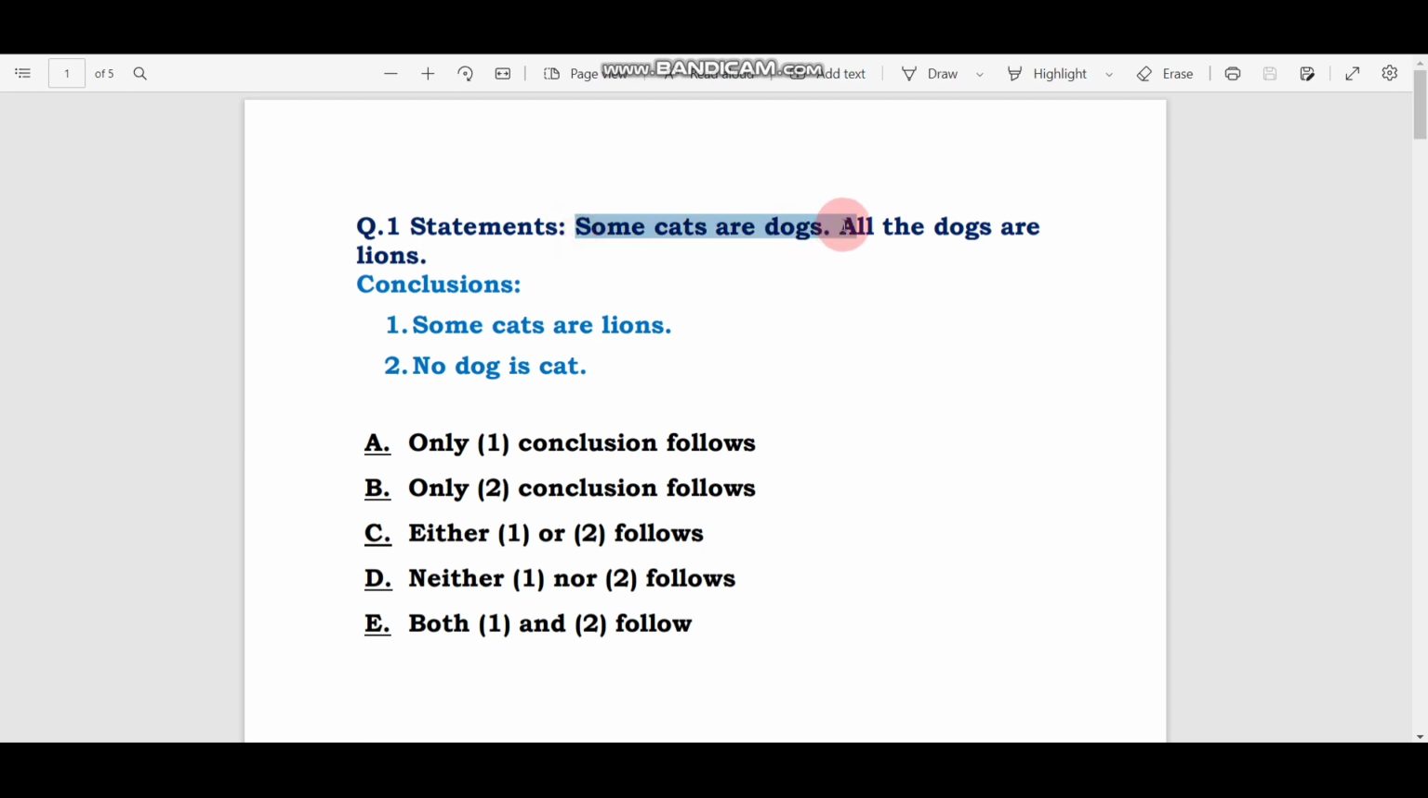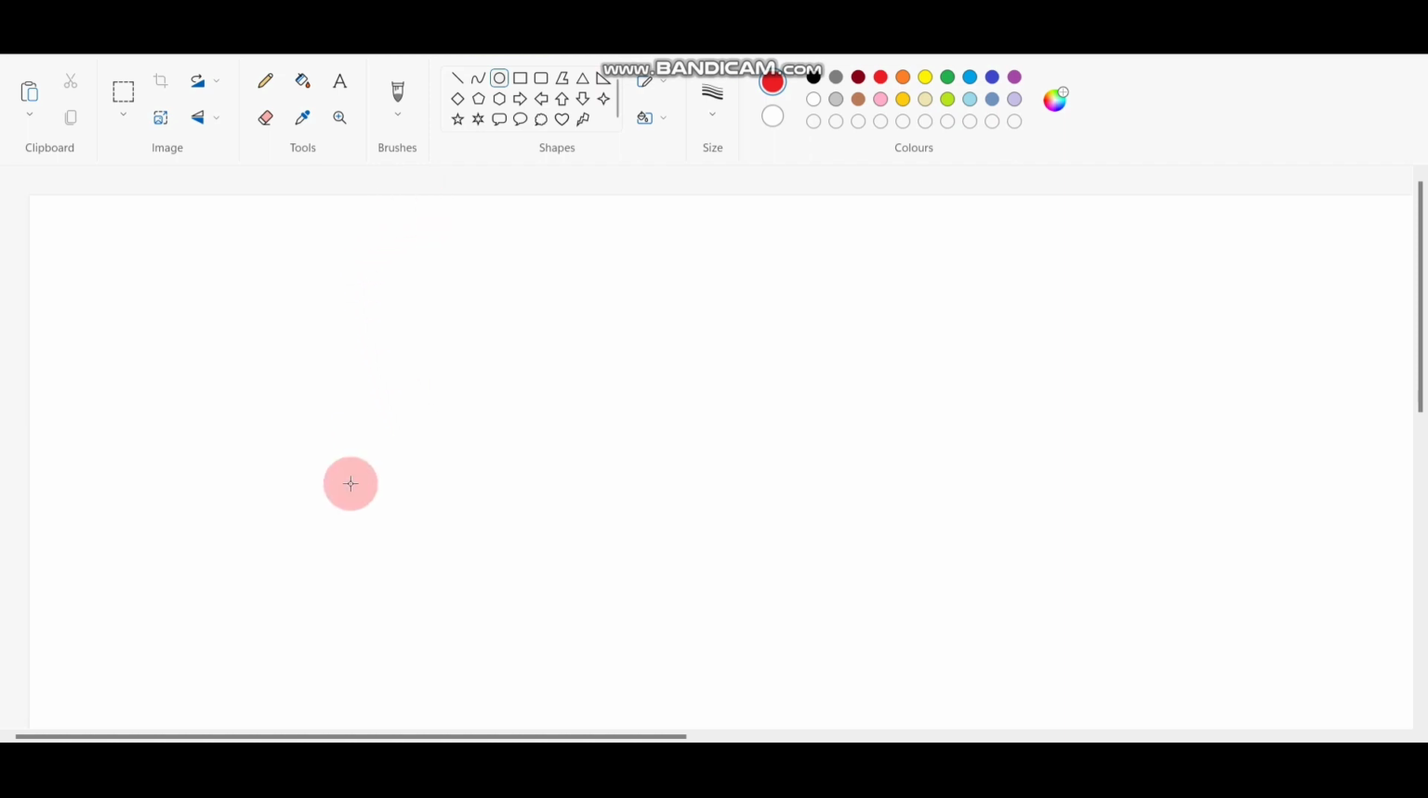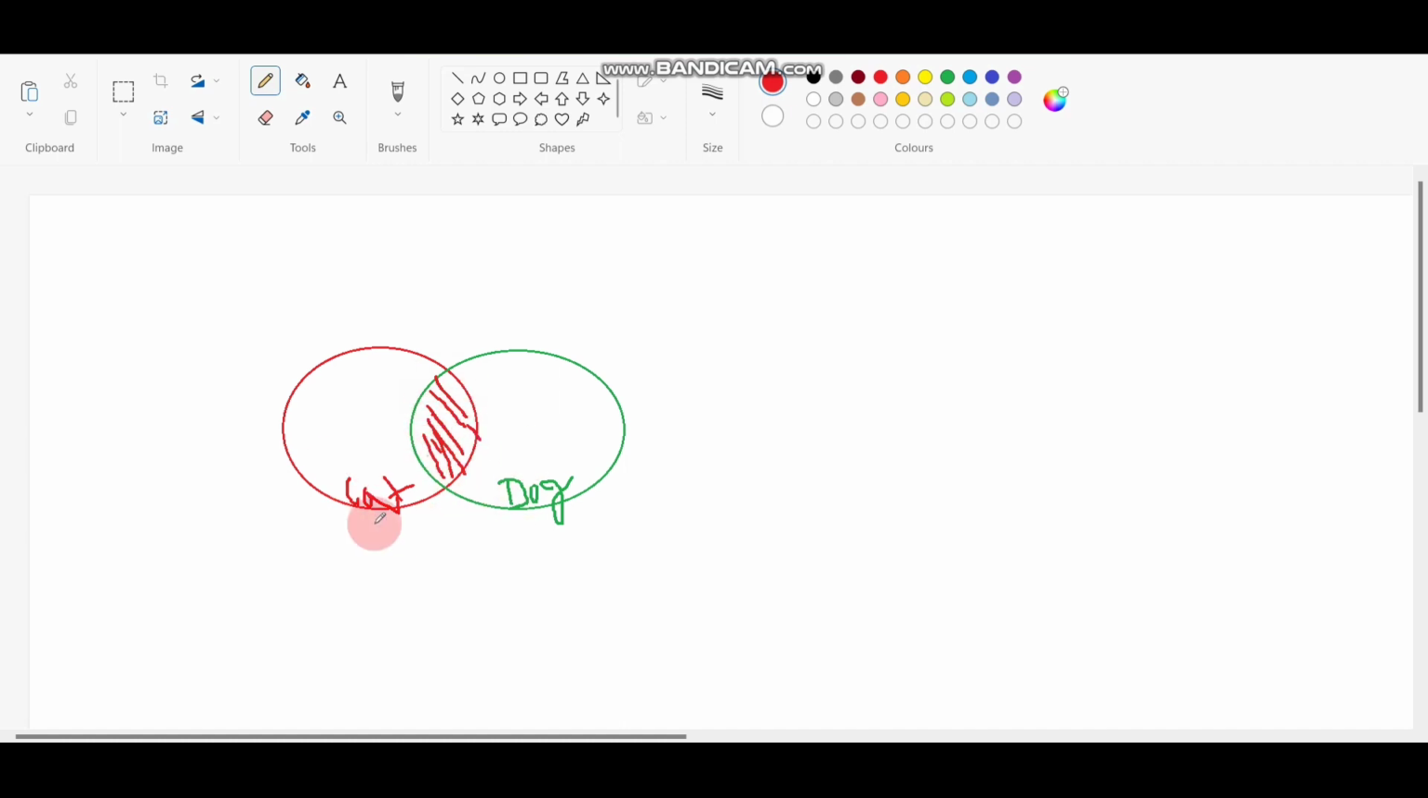The statement is some cats are dogs. First let's draw the Venn diagram for statement number one. Okay, first let's draw one circle. Suppose this is the cat, and this second circle is indicating that this is the dog. So how to draw some cats are dogs? We can easily draw this. This is the dog, and the first circle is indicating that it is cat. So we have drawn this Venn diagram of some cats are dogs.